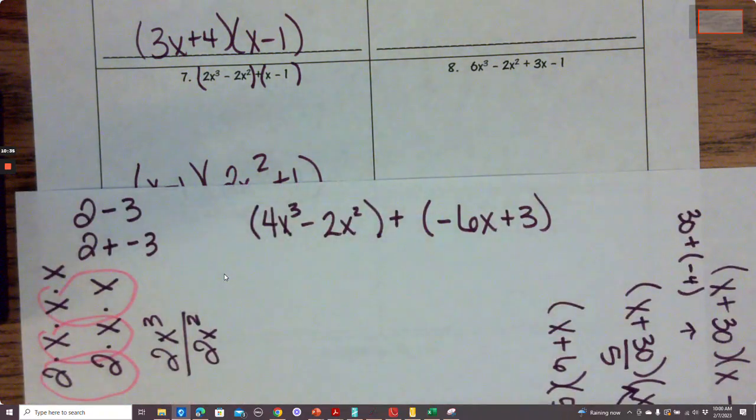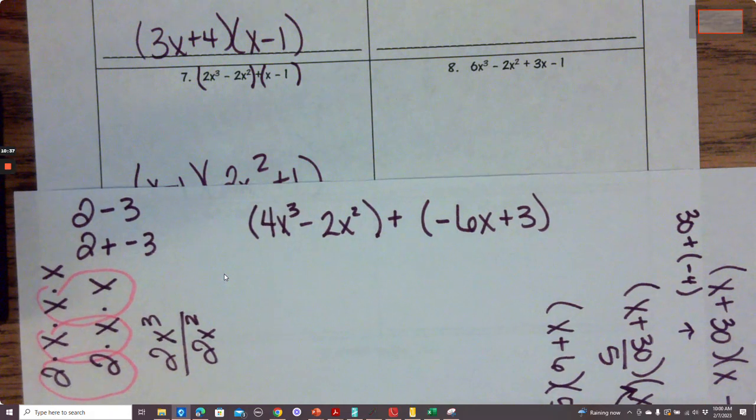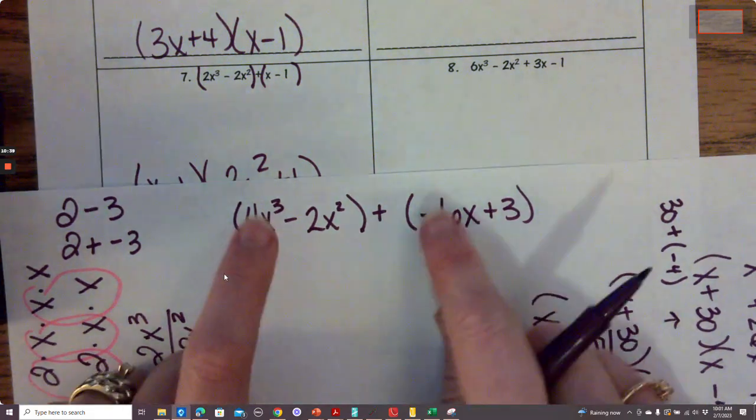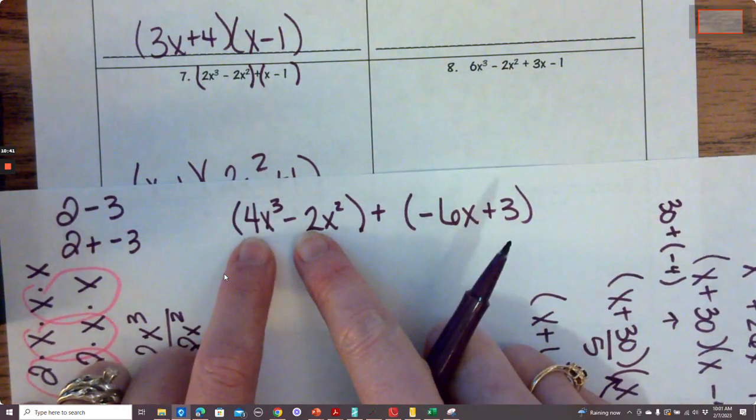Okay. So start a piece at a time. So let's look at 4 and 2.